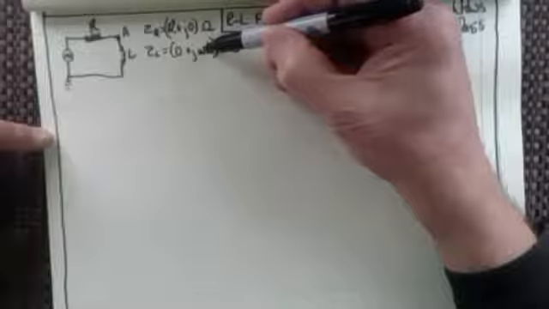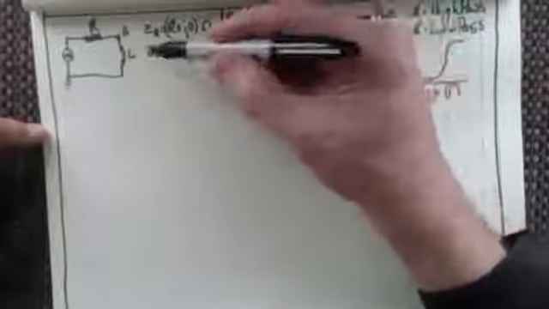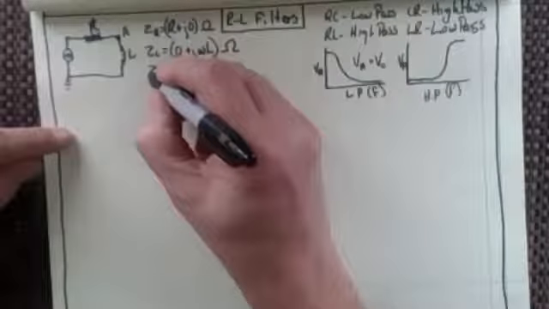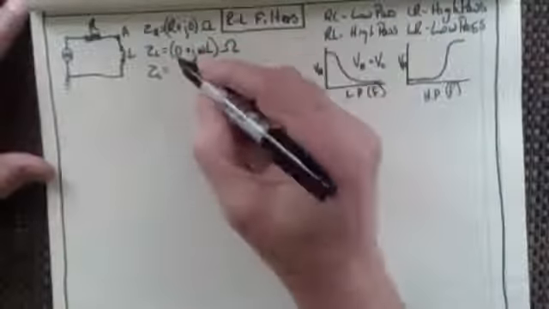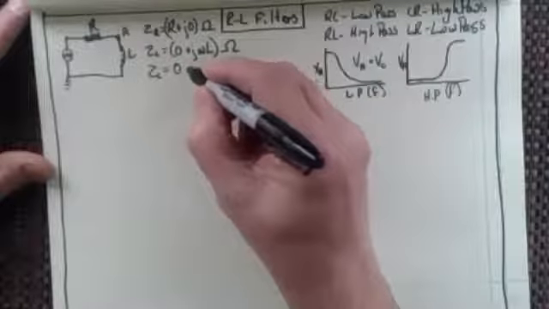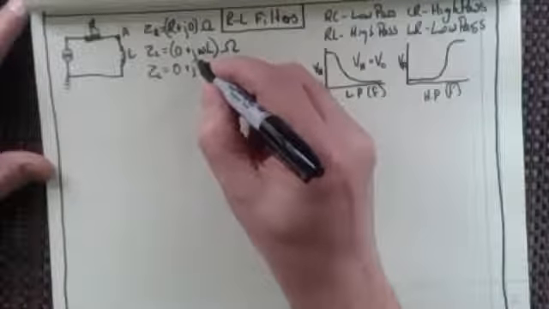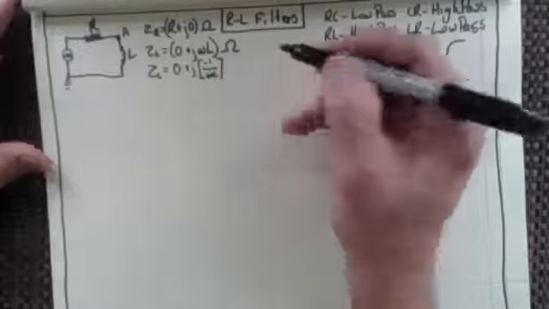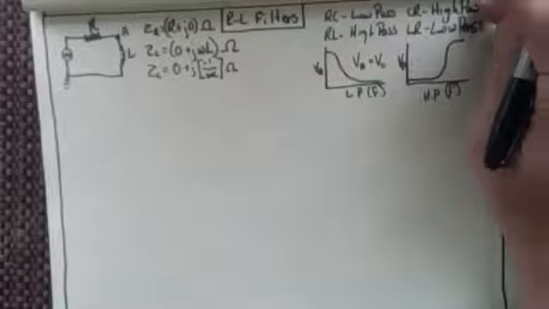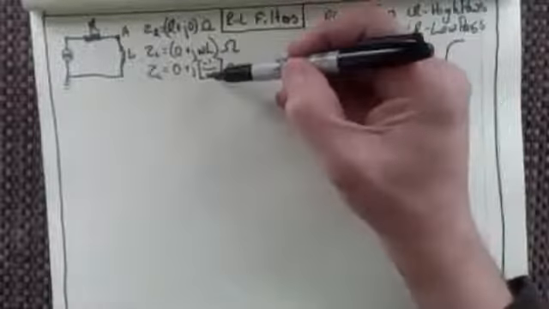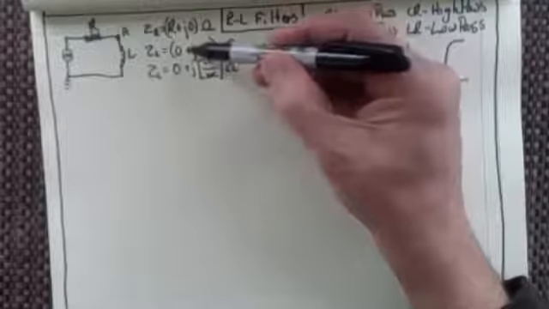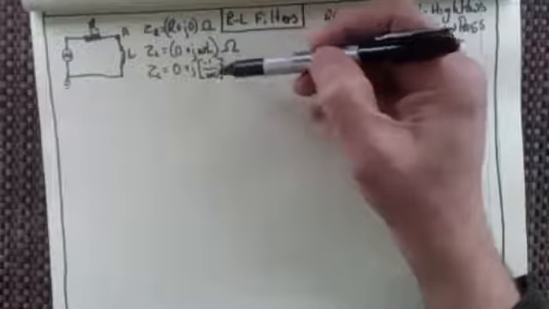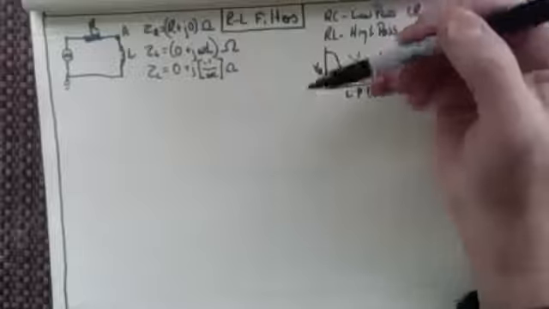Notice where omega is. Omega is in the numerator for the impedance of an inductor, isn't it? And how about Z sub C? Z sub C is 0, and then plus j, and I'm going to make it minus 1 over omega C ohms, right? So we can see that not only is this negative and that positive, but we can also see that omega is in the numerator here, and omega is in the denominator here. And of course, that really explains everything.